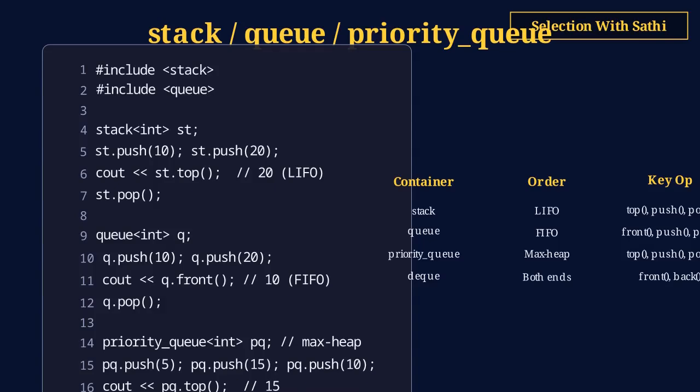Priority queue is a max heap by default. The top element is always the maximum. Push and pop are O(log n). For a min heap, you declare priority_queue<int, vector<int>, greater<int>>. The greater comparator reverses the order so the smallest element is on top.